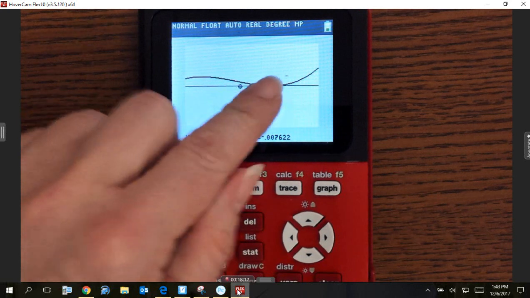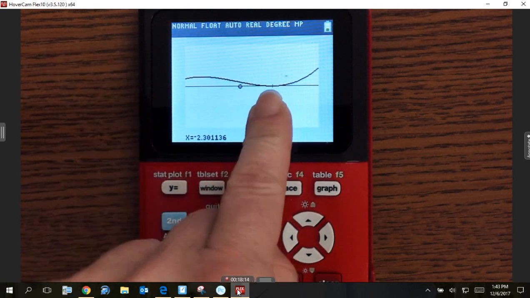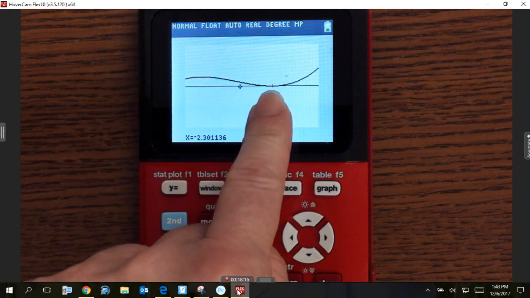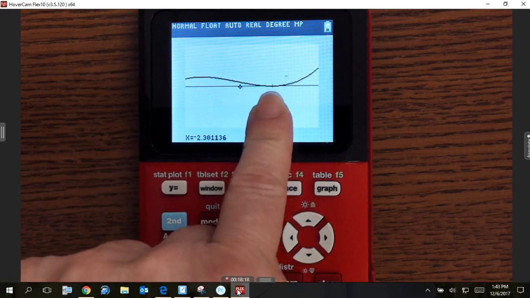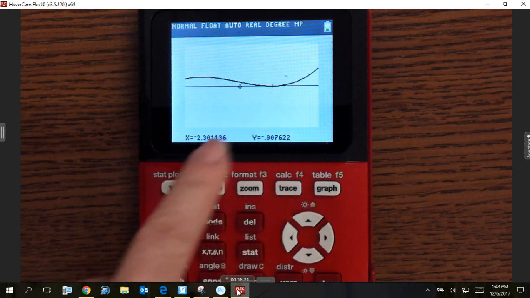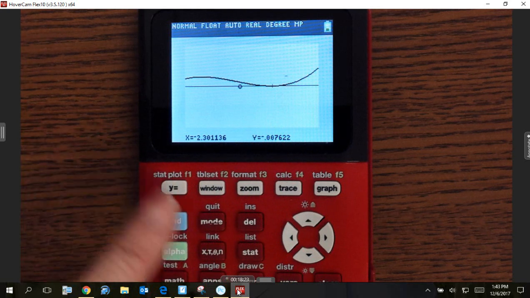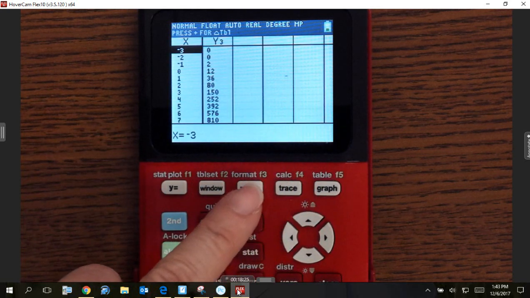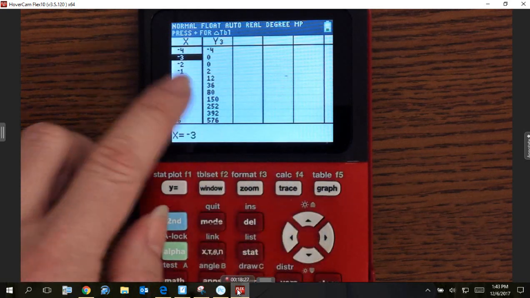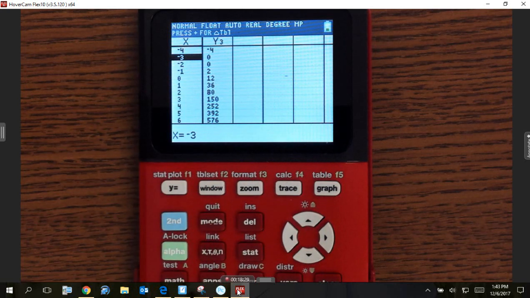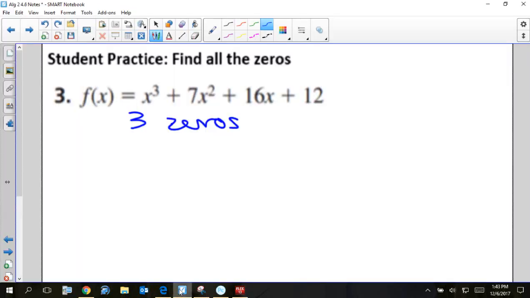Can you tell what's happening at that 0? Can you see what's happening there? There's a multiplicity. Another place we can look is on our table. Look on your table. Every place that y is a 0, that is a 0. So we can see that at -3 it's 0 and at -2 it's 0. So let's take one of those out. I'll just do -3. It comes first. Let's take it out.